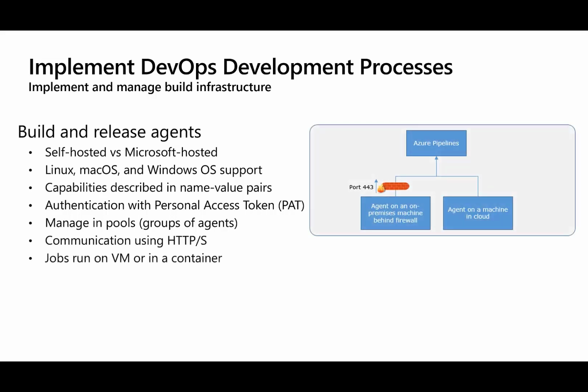Once more, knowing the difference between self-hosted and Microsoft-hosted. So building your own custom build agents or using the pre-provided ones. Supporting Linux operating systems based on Ubuntu, different flavors, macOS and Windows 16, Windows 19. Authentication using a service principal or using the personal access token I just talked about. And it also allows you to group different agents together in what we call a pool.